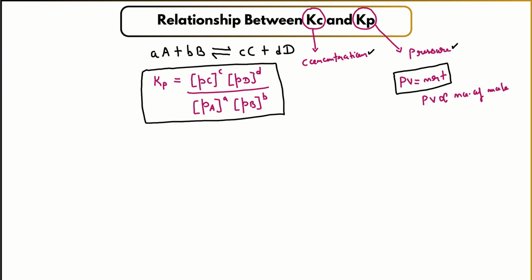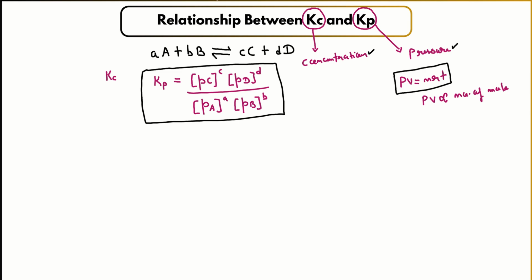So the only difference between Kc and Kp you can find here is that we are denoting concentration now in the form of pressure. Earlier we were using C raised to the power c, D raised to the power d, A raised to the power a, and B raised to the power b. Now in front of that, a small p will come, which will denote the pressure condition.